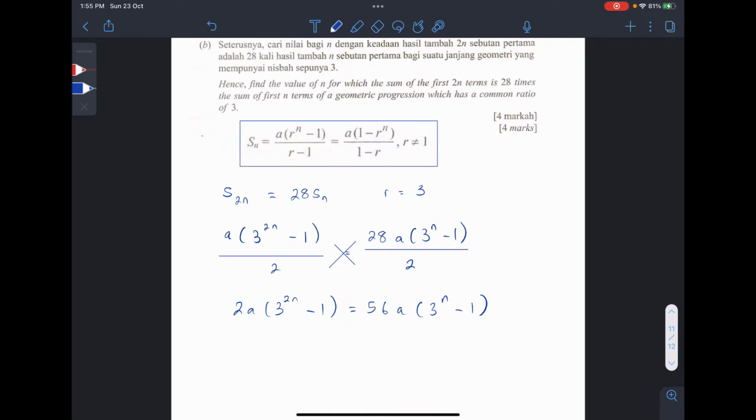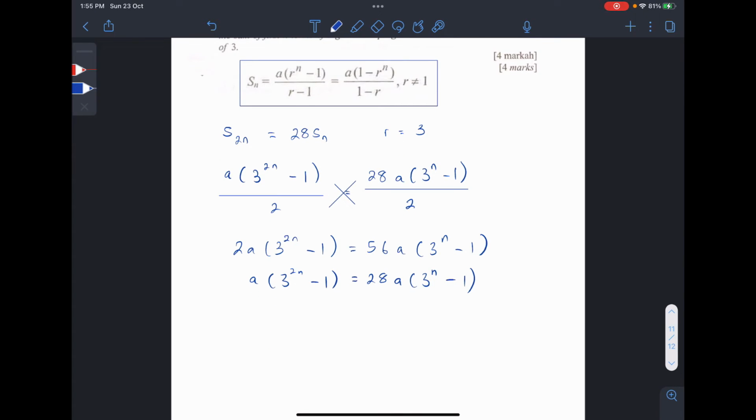Now I think we can simplify the numbers, the 2 and 56. So we're going to divide both by 2. 2 divided by 2 is just 1, so (3^2n minus 1) equals 56 divided by 2, which is 28(3^n minus 1). The a's as well, you can actually cut them out. I should have just cut them out just now. So we are left with 3^2n minus 1 equals 28(3^n minus 1).